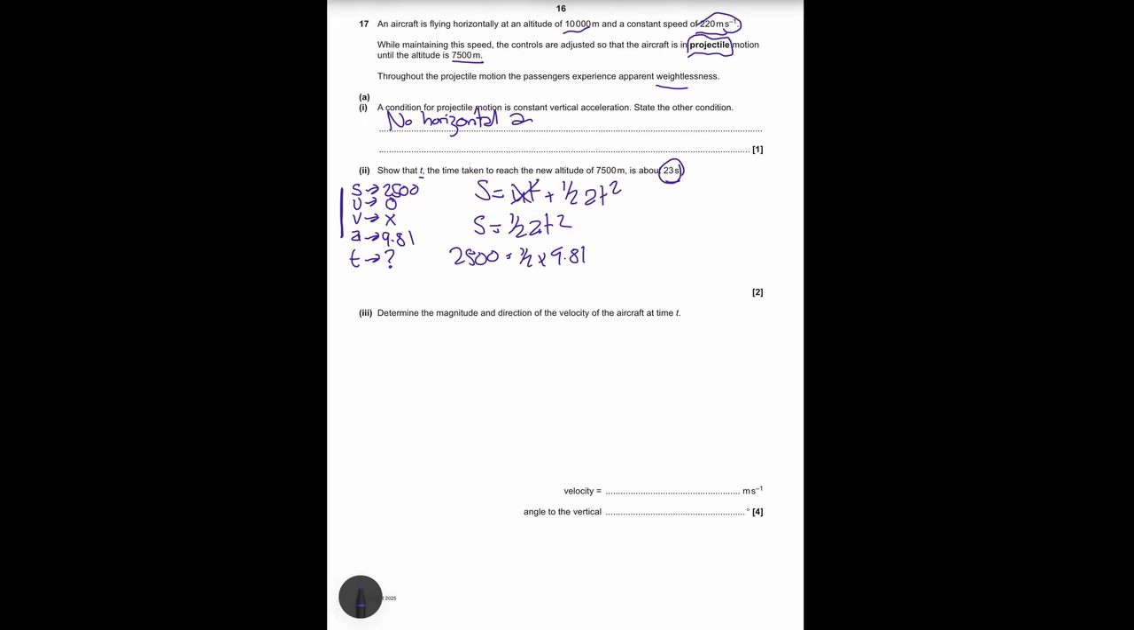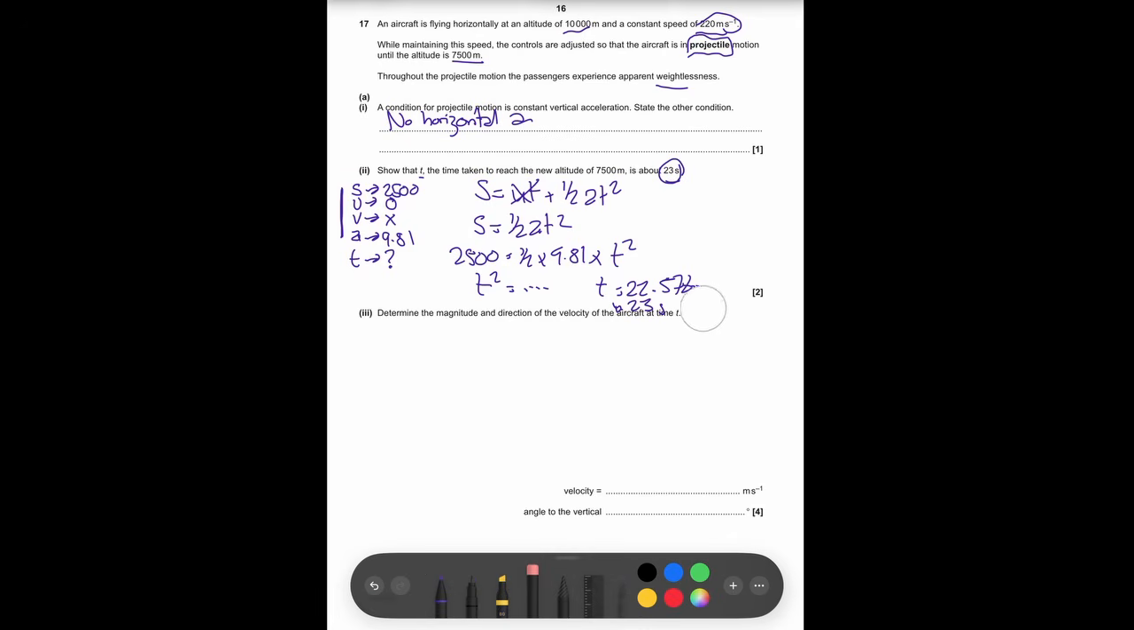So half times 9.81 times t squared, and then rearrange it to say t squared equals blah blah blah, and then put that in the calculator, and you should get t equals 22.576 something something something, so then I can say that's roughly equal to 23. Because it was a show that question, I need to just make sure that I'm making that statement. Yeah, it is 23.